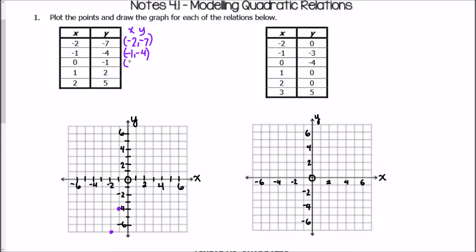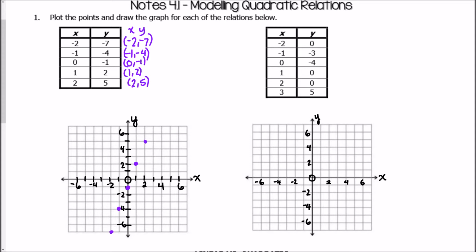The next one is at 0, -1. So I'm going to go nowhere, right or left, and then I'm just going to go down 1. The next one, I'm going to go to 1, 2. So I'm going to go to the right 1 and up 2. And then the last one is 2, 5. So I'm going to go to the right 2 and up 5.